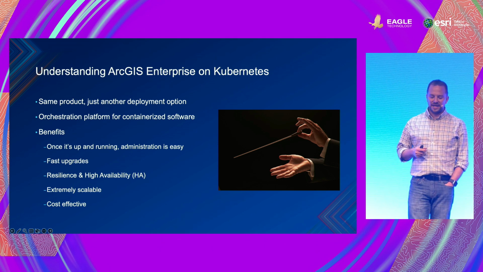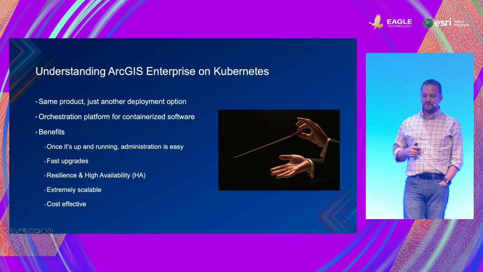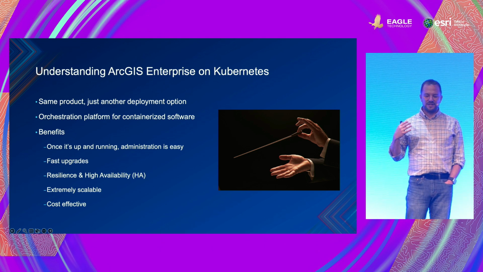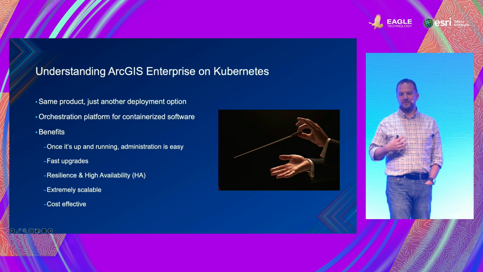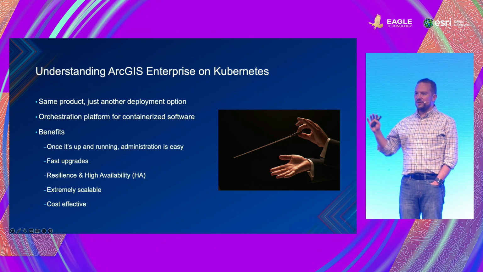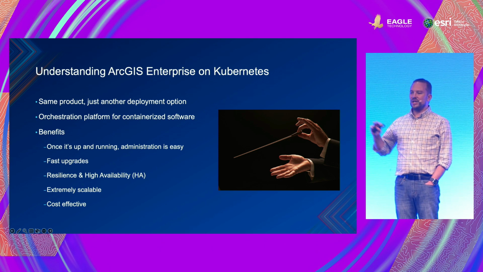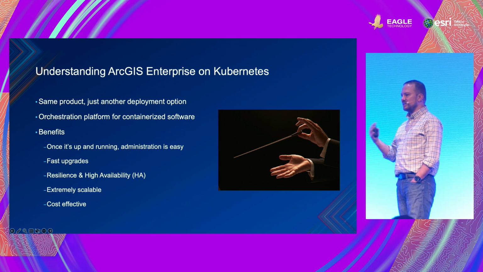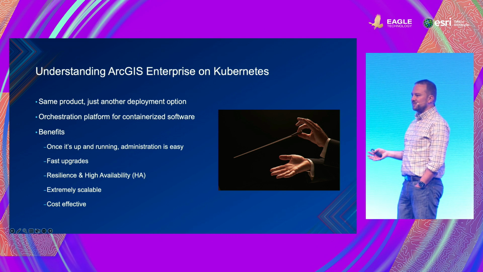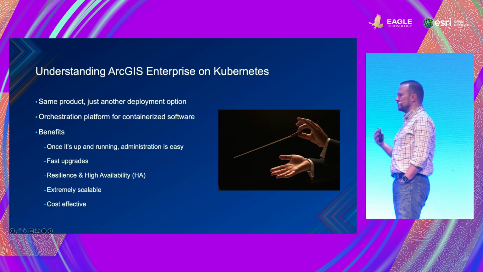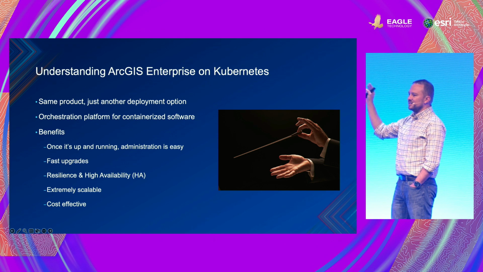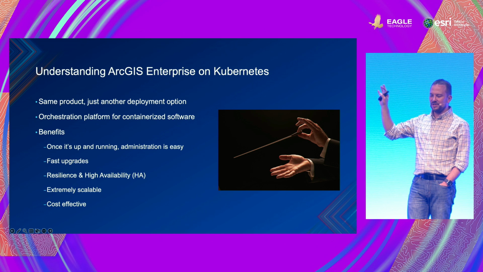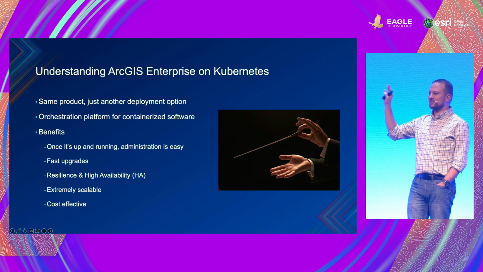It's a new deployment option for ArcGIS Enterprise. So it sits next to the Windows and Linux deployment options. It's a new deployment option that's built on top of Kubernetes, which is itself what we call an orchestration platform for containerized software. So in terms of the persona that we had in mind when we were building this new deployment option, it very much wasn't the end users. For the end users, this is just ArcGIS Enterprise with the same applications and so forth. This is for the IT professionals, for those of you whose responsibility it is to install and keep the software up and running.